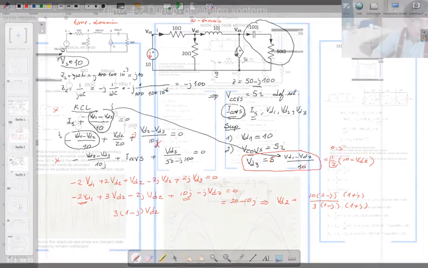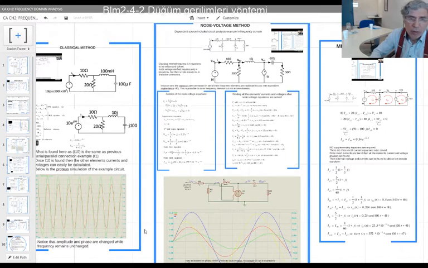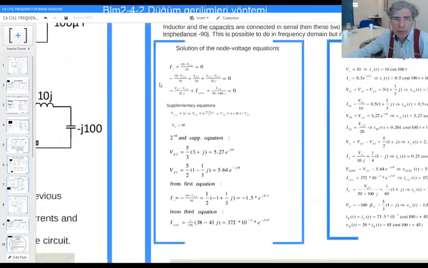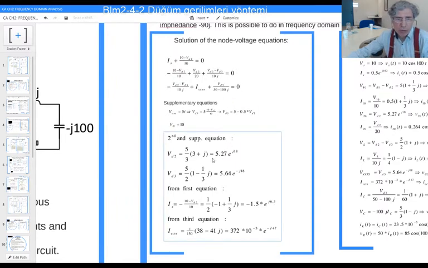Node voltage method here. So VD2, you're going to end up with this. Once you found that VD2, you can use the definition relation, you can find that VD3. And from the first equation, you're going to find the IS because you already calculated VD2. It's going to be this one.